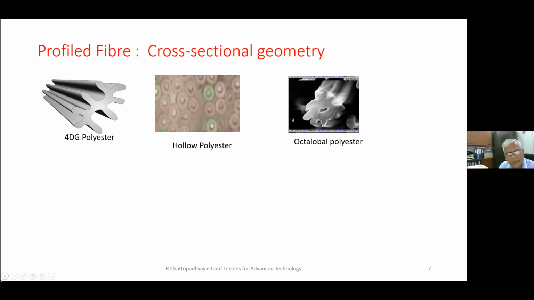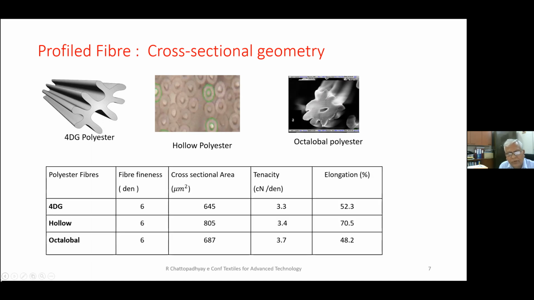The kinds of cross-section chosen to study this are, one, 4DG polyester fibers. We all know about their cross-sectional shape; it is a very complex shape. The second is hollow polyester fibers, and the other one is octalobal polyester fibers. These three types of fibers have been used for this study, and they were characterized in terms of their cross-sectional geometry, where the fineness of the fibers is 6 denier, which is quite heavy, and the tenacity and elongation values are given, which are normally what is commercially available.